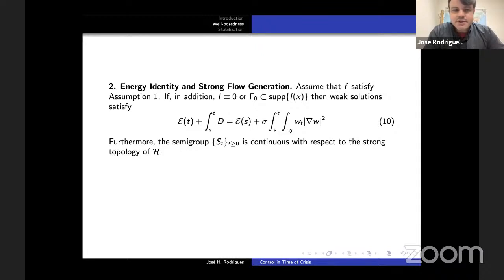We need the energy identity. So in this case, we recover the energy identity in two particular cases. The case in which we do not have boundary dissipation, which is the case in which the function L is null, and the case in which the plate is containing the support of this localization function, which means that the boundary dissipation acts over the plate. So in those two cases, we can recover the energy identity, and therefore we can obtain a flow which is continuous with respect to the strong topology of H.